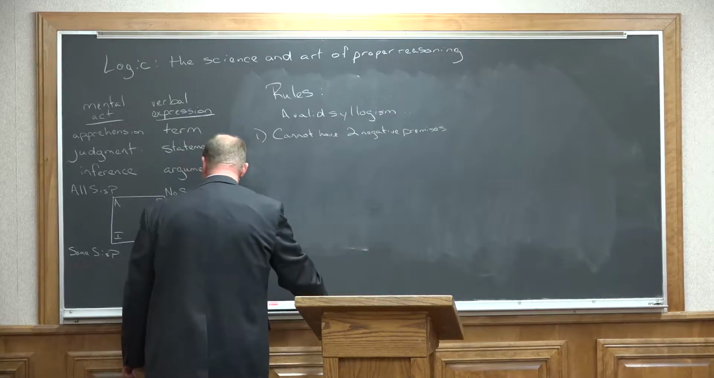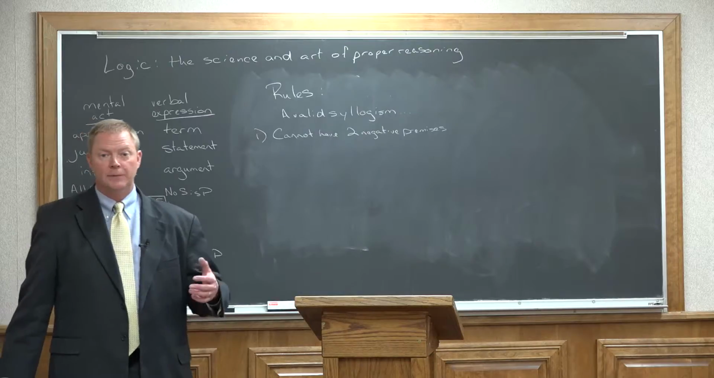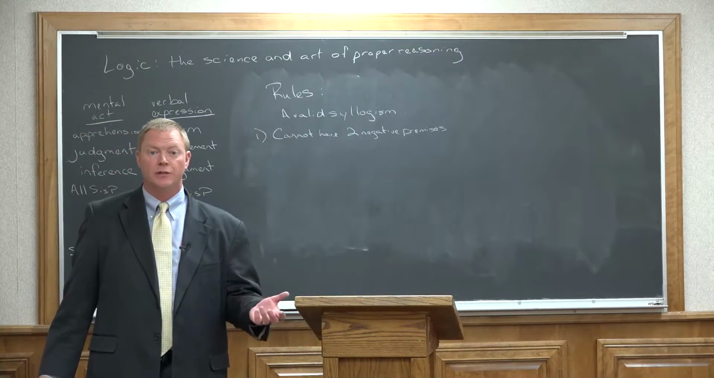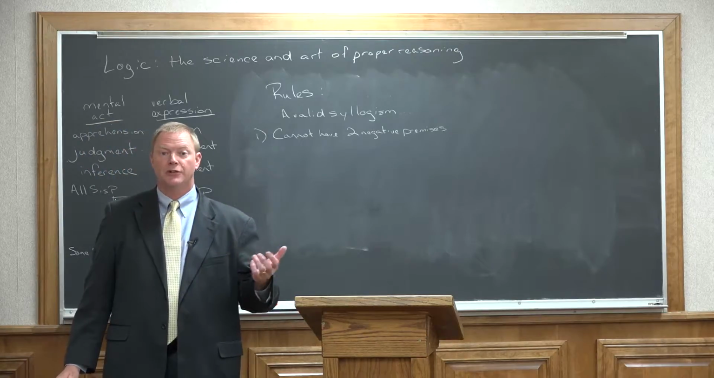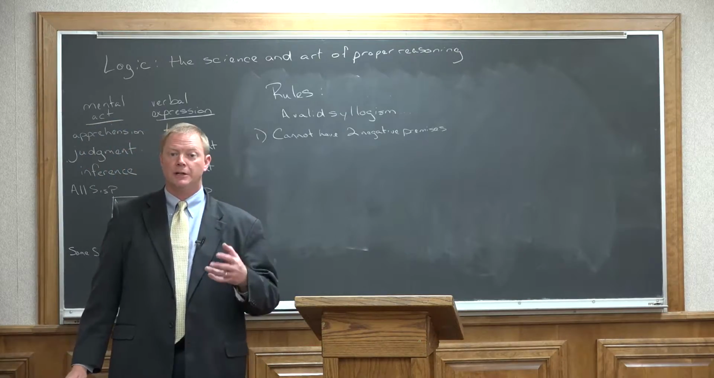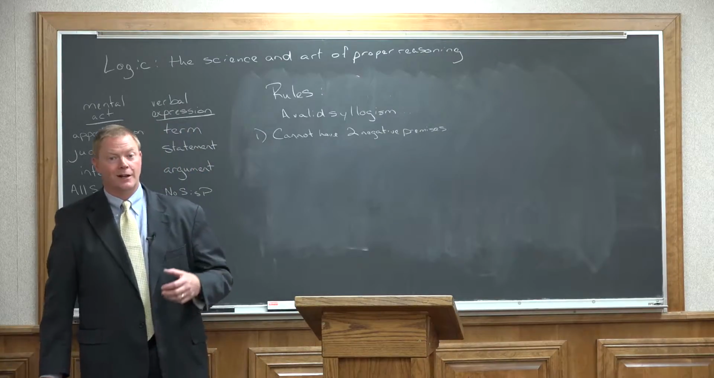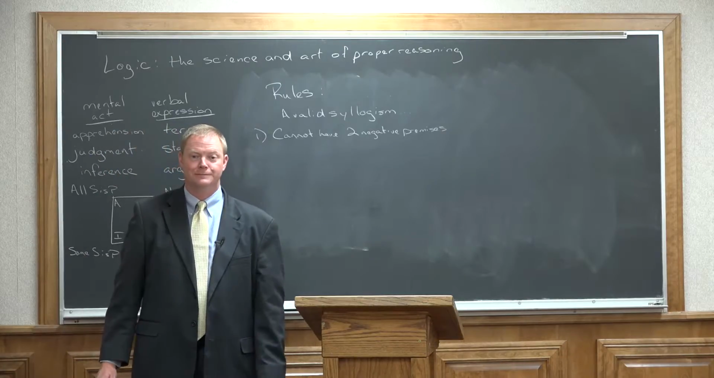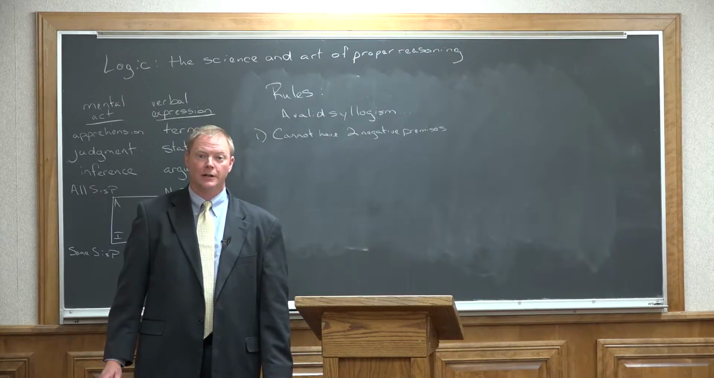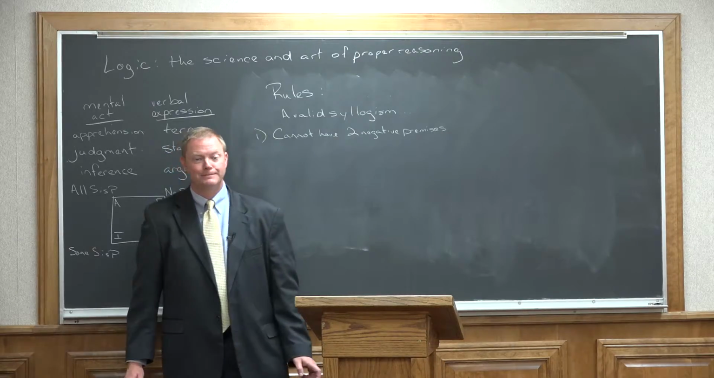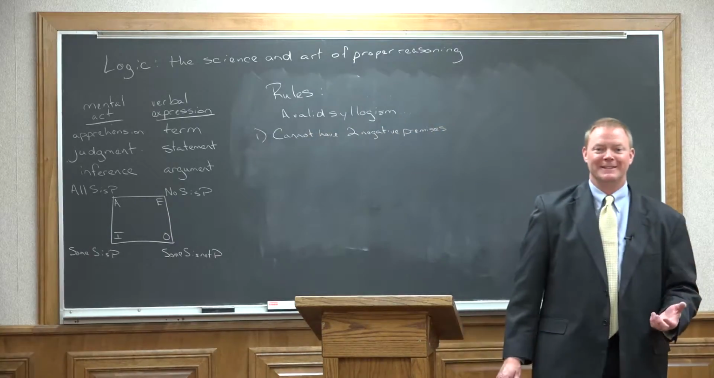A valid syllogism cannot have two negative premises. And the reason for that is simple. You can't prove what something is by saying what it is not. All right? Look, I'm not the President of the United States. I'm not a congressman. I'm not a piano player. I'm not an African. I'm not a Martian. I'm not a chili pepper. I'm not a fruit. I'm not a nut.